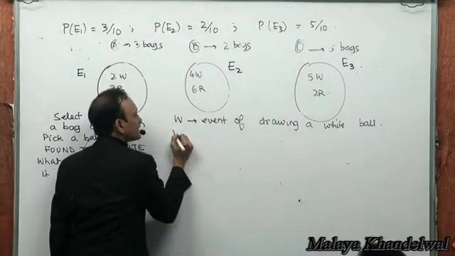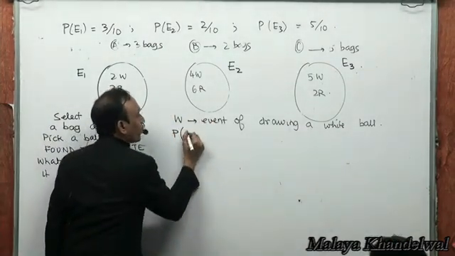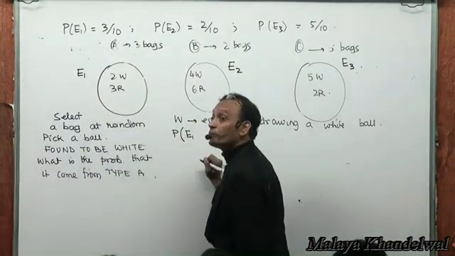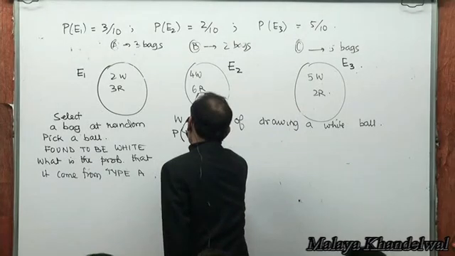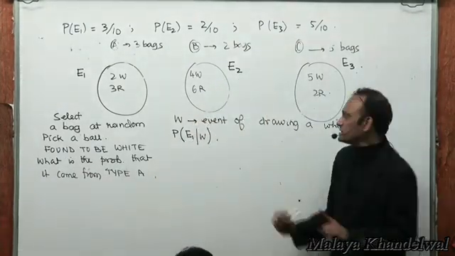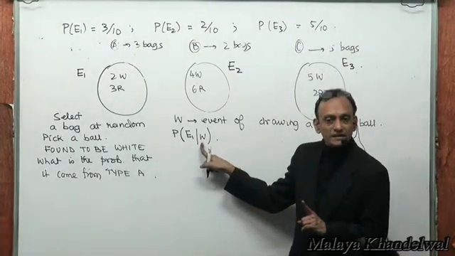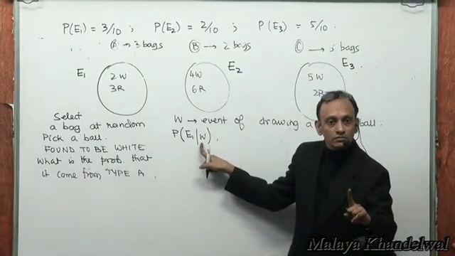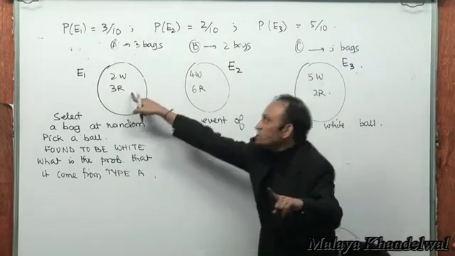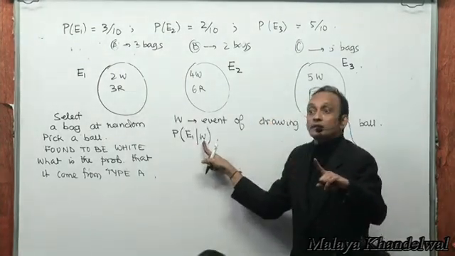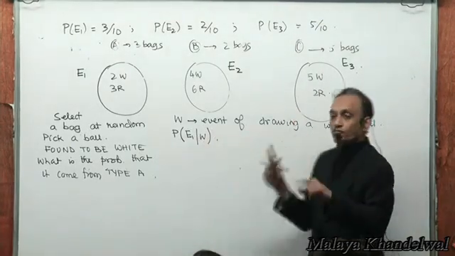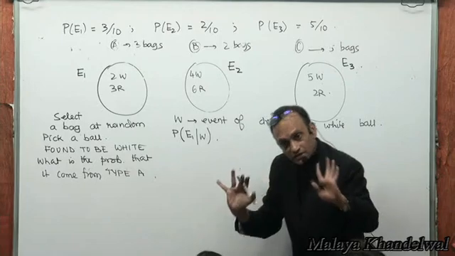Now I want to find, say, the probability of E1 being the cause, probability of E1 given that white has occurred. This is what I want to find. Yes or no? Probability of E1 being the cause, this bag being the cause, given the event white, the occurrence of a white ball. Do you understand this?